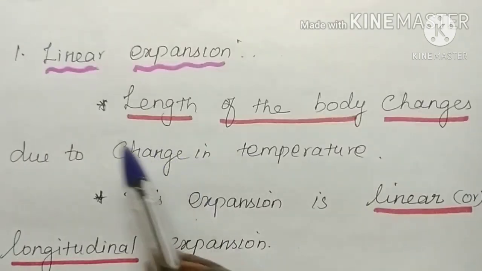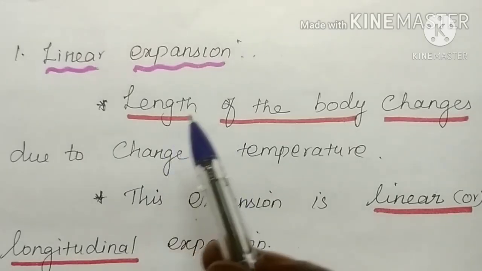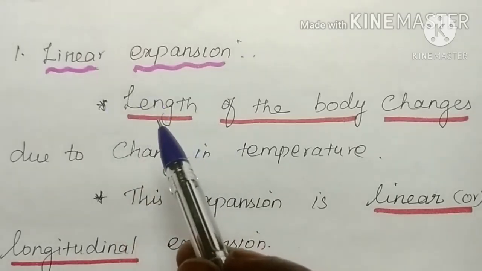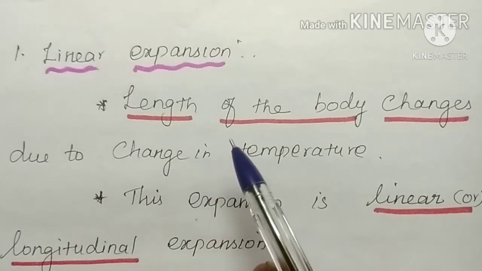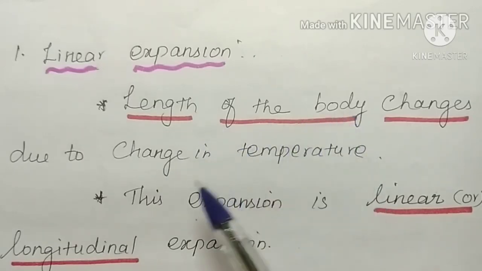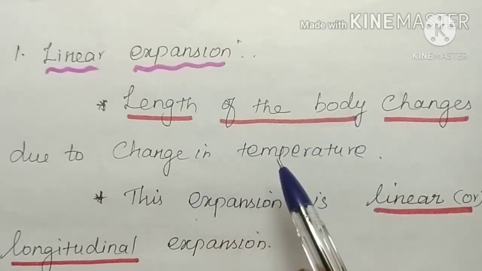The first type: what is linear expansion? Already told, linear expansion means the length of the body changes. So the length of the body changes due to rise in temperature or change in temperature.